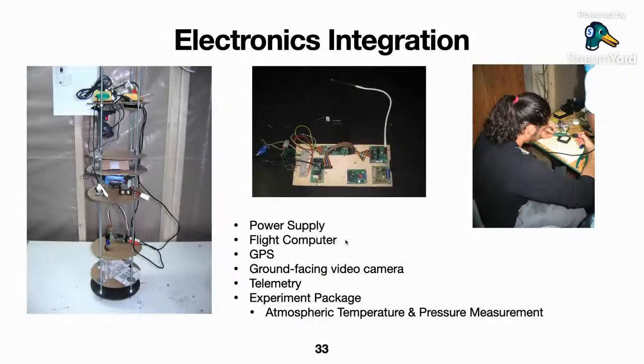Now, ours also had a GPS system in there, so we got XYZ coordinates of the location of the rocket at all times, and we were able to plot that out. We had a ground-facing video camera, so we were able to see as we were leaving the ground. This would all come back to the ground station using the telemetry. And then the experiment package for this rocket was atmospheric temperature and pressure.